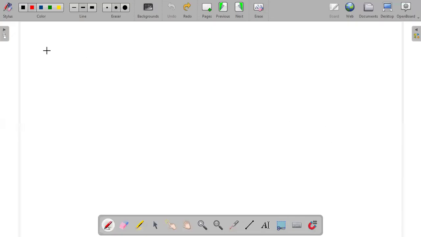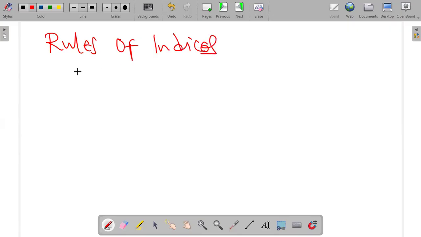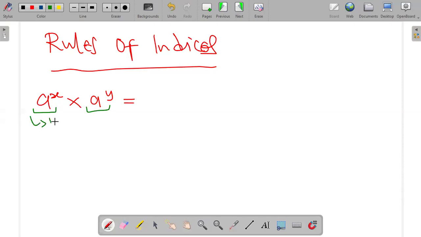All right, so let's look at the rules for indices. Indices are simply powers, or exponents, on numbers. So, rules for indices. The first one is if, for example, I have a to the power x being multiplied by a to the power y. The base here is the same. The a, the big number here, is what we call the base. These are the bases, and these ones here are the indices. Some of you call them the powers, some call them the exponents.